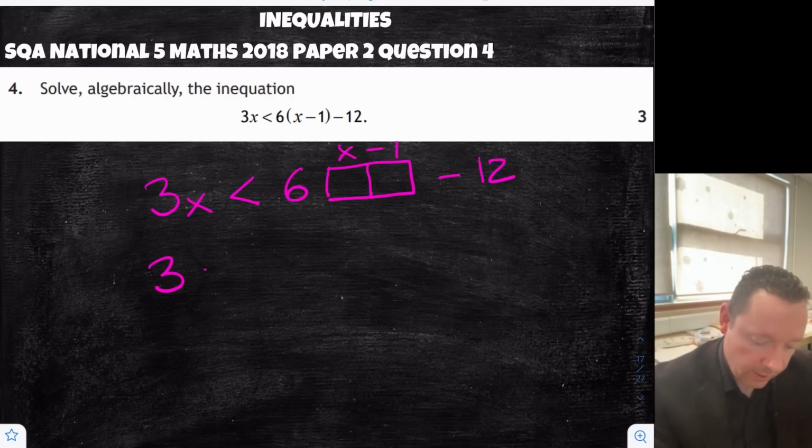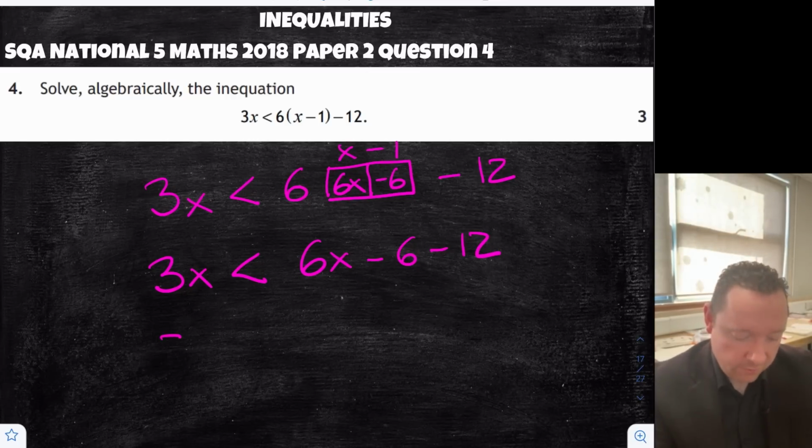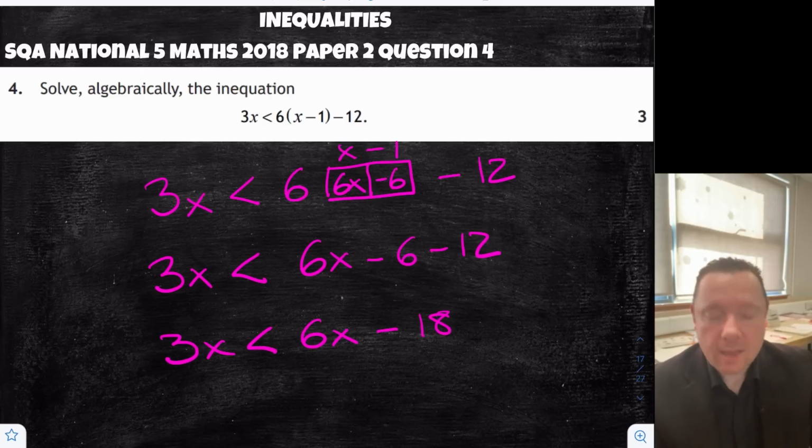So that's 3x is less than, well, 6 times x is 6x. 6 times minus 6 is minus 6. So I've got 6x minus 6 minus 12. Collecting the terms together, 3x is less than 6x minus 18.